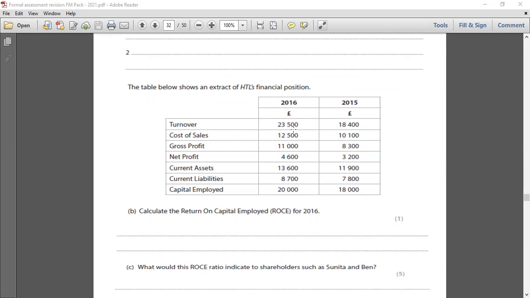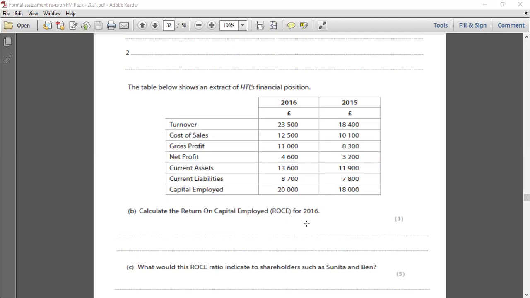Turnover improved. Cost of sales improved from 10,000 to 12,000. Gross profit improved from 8,000 to 11,000. Profit for the year improved from 3,200 to 4,600. Current assets improved from 11,000 to 13,000. Current liabilities improved from 7,800 to 8,700. Capital employed improved from 18,000 to 20,000. So they are asking: calculate the return on capital employed, ROCE, for 2016.